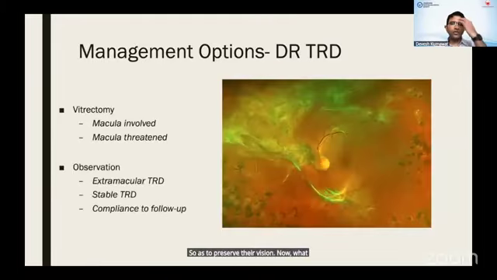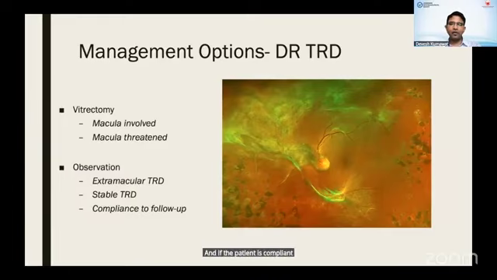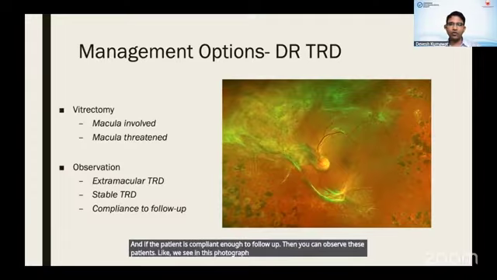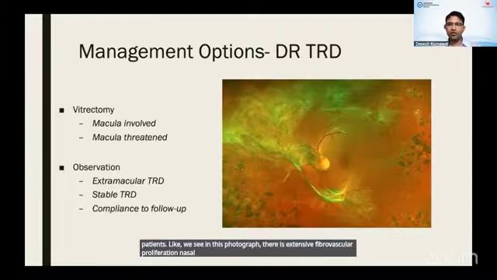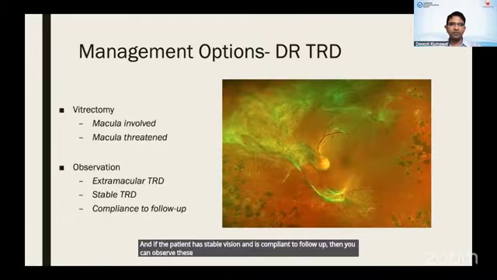Now, what about observation alone? Observation can also be one approach in extramacular tractional retinal detachments, because often these, which are extramacular or outside the posterior pole, remain stable. If the patient is compliant enough to follow up, then you can observe these patients. Like we see in this photograph, there is extensive fibrovascular proliferation nasal to the disc and along the inferotemporal arcade, but it is not involving the foveal center. If the patient has stable vision and is compliant to follow up, then you can observe these patients.